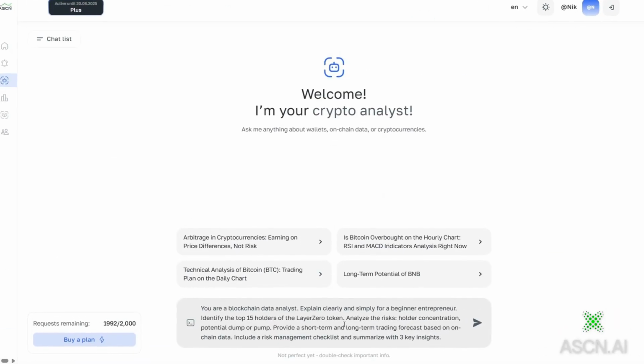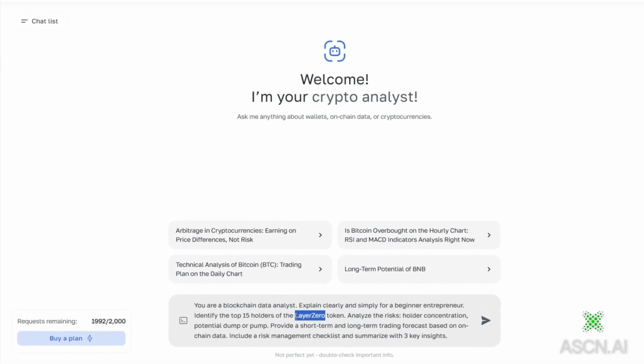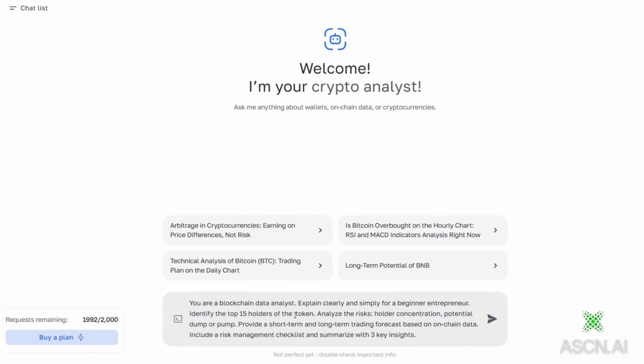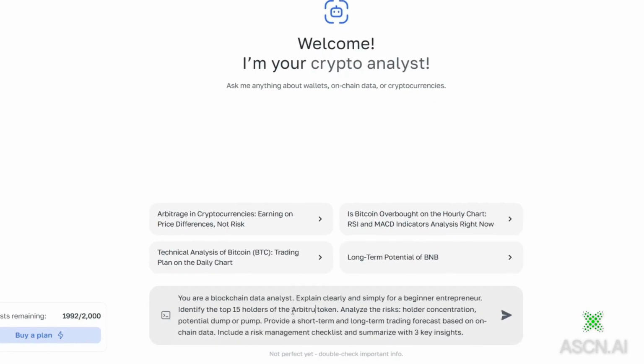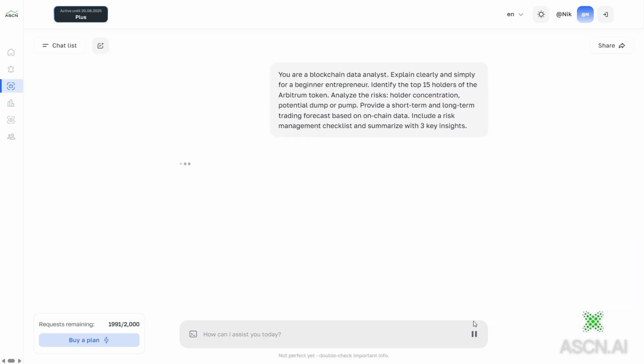Let's make another prompt like this, but this time for a different token. A very popular token is Arbitrum. I think many people have it in their portfolio. It's a Layer 2 on top of Ethereum, so let's analyze it. We send a prompt exactly like the one we used for Layer 0, but this time for the Arbitrum token. Let ASCN analyze the top 15 holders of the Arbitrum coin and give us a brief summary.